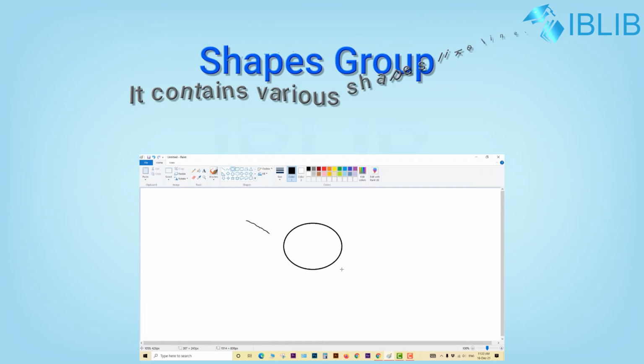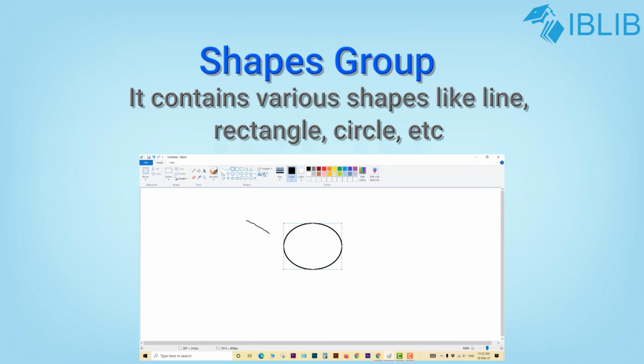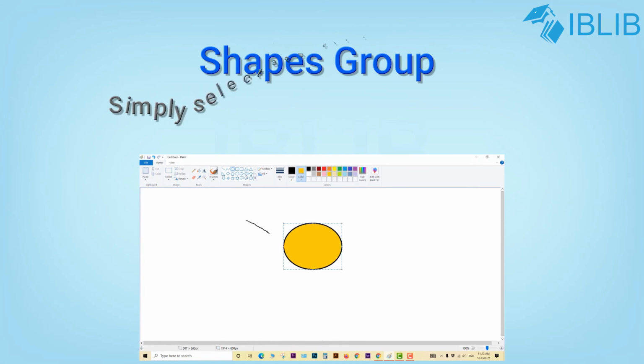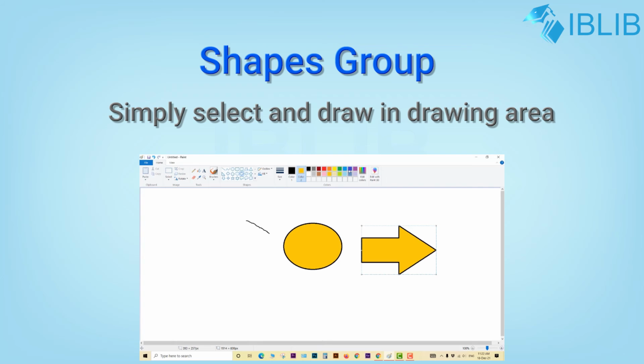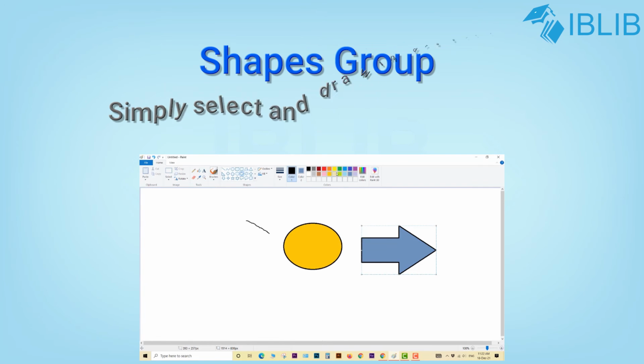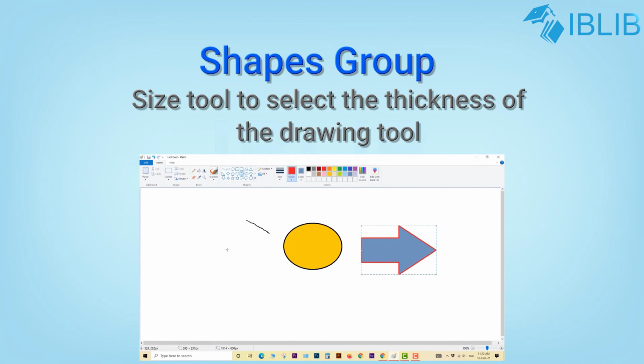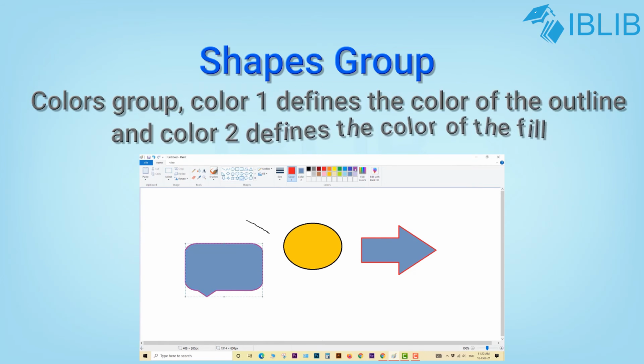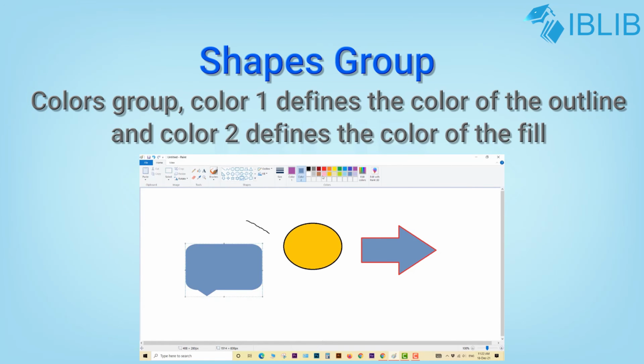The last one is shapes group. This group contains various shapes like line, rectangle, circle, etc., which you can simply select and draw in the drawing area. Use the size tool to select the thickness of the drawing tool. In colors group, color 1 defines the color of the outline and color 2 defines the color of the fill, that is the color inside the shape.